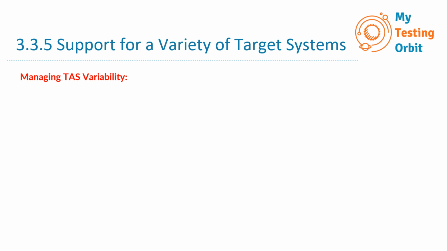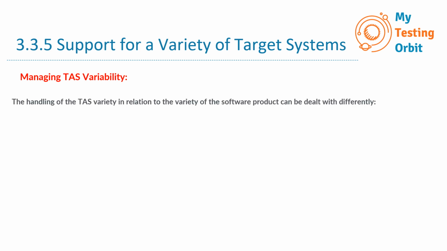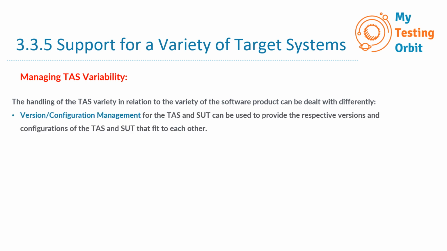Next, we have managing TAS variability. The handling of the TAS variety in relation to the variety of the software product can be dealt with differently. It means that handling the variety in the TAS in relation to the variety of the software product can be approached differently. And over here, two specific approaches are mentioned. The first one is version configuration management for the TAS and SUT can be used to provide the respective versions and configurations of the TAS and SUT that fit to each other.